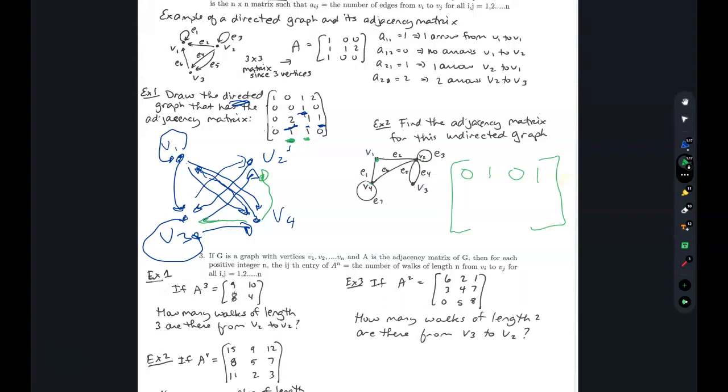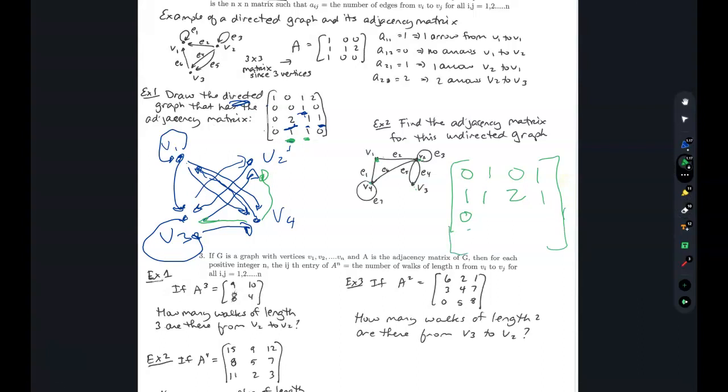Then we move on to V2. So V2 has a loop on itself, so that's 1. V2 has 1 edge from V2 to V1. V2 to V3 has 2 edges. And then V2 to V4 has 1 edge. Then there's no loop on V3. And so let me make this longer. Okay, there's no loop on V3.